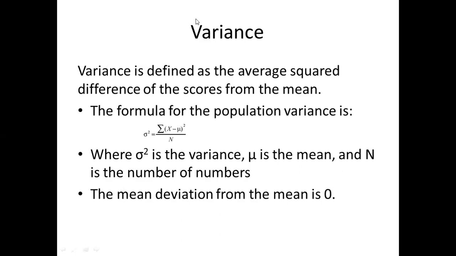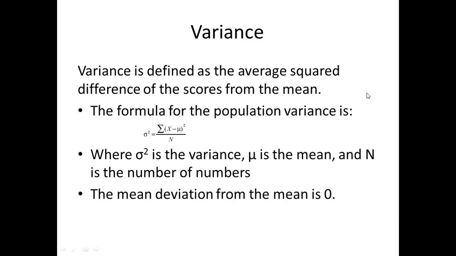Next, we have the variance. The variance, as we have already talked about, is defined as the average squared difference of the scores from the mean. Each score in a particular data set will differ to some extent from the mean, or the majority of scores will differ to some extent from the mean.